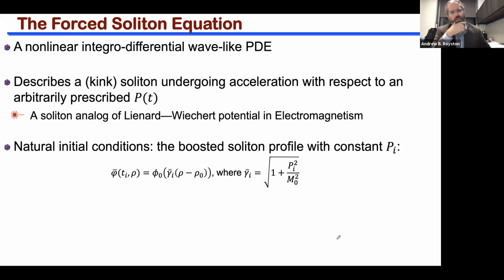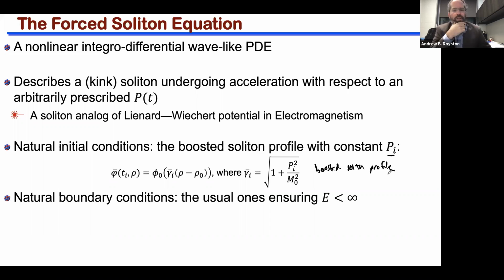Now, what about initial conditions and boundary conditions? Well, there's a natural initial condition, which is that at some early times, we want to take the momentum to be constant, namely our initial momentum, p_i. And so then the initial condition we should start with is the boosted soliton profile with that p_i. Furthermore, boundary conditions at plus or minus infinity should be the usual ones that ensure finiteness of the energy.